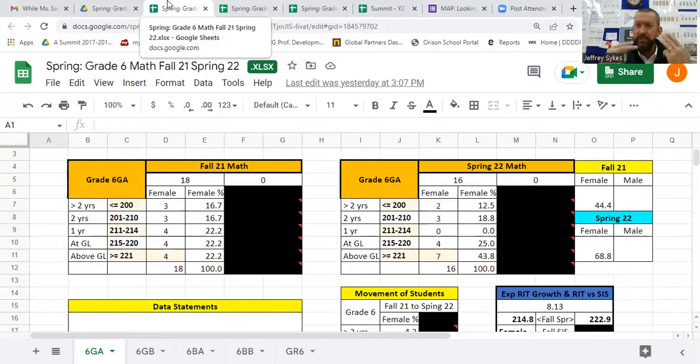Again, as department heads, I want you to be looking at the students that you see that are 2 or more years below at the start and in the spring. Do you see shifts? Do you not see shifts? Do you see regression? And then again, the students that are at or above grade level in the fall compared to spring. So that's where our department heads are going to be looking at the big picture.